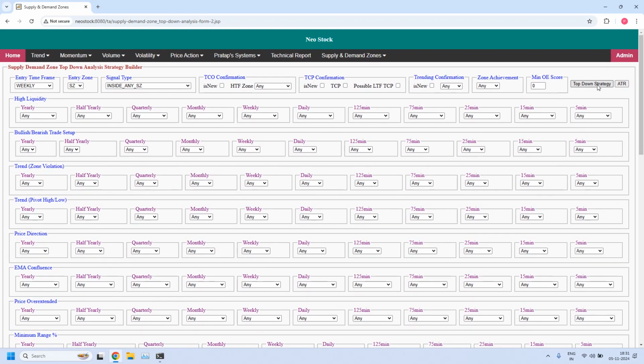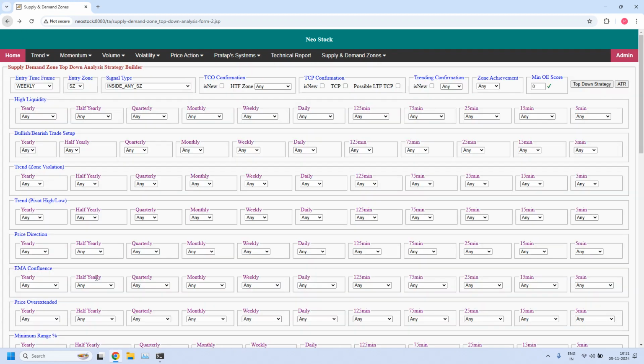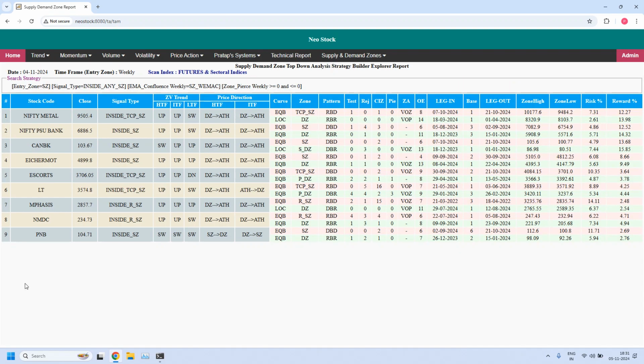So let me filter. We got 13 stocks. So currently in these 13 stocks, weekly prices are closed inside these weekly supply zones. And if these weekly supply zones are having EMA Confluence, there could be even more high probability. So let's verify. In the EMA Confluence weekly time frame, weekly supply zone with weekly EMA Confluence. Let's filter. 9 stocks are filtered. In these 9 weekly supply zones, they have weekly EMA Confluence.